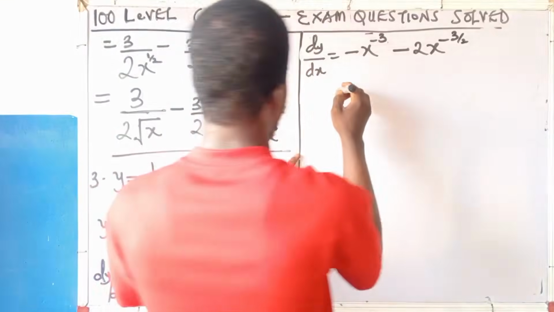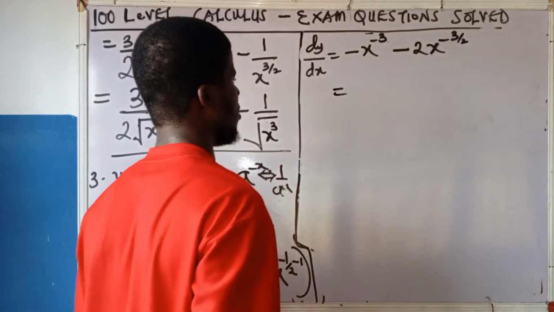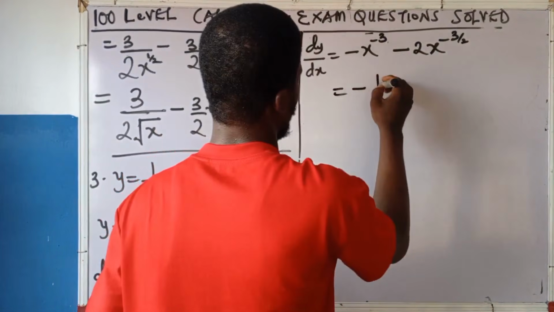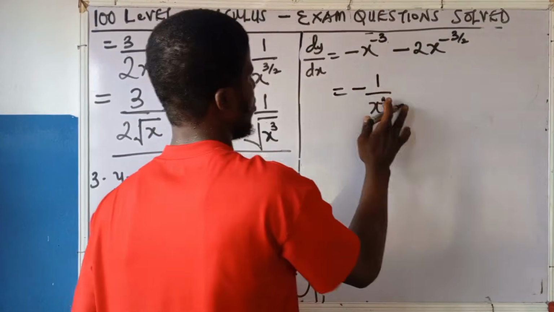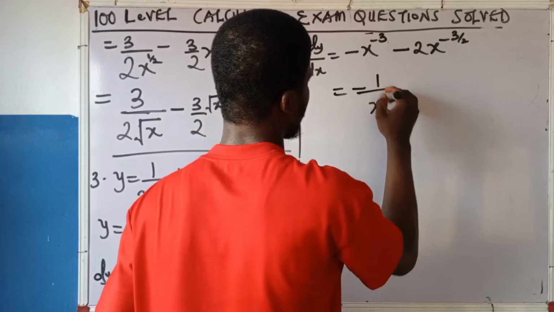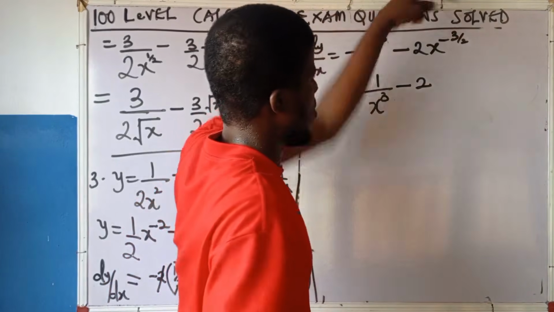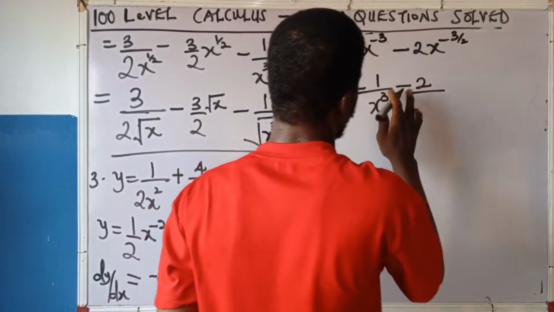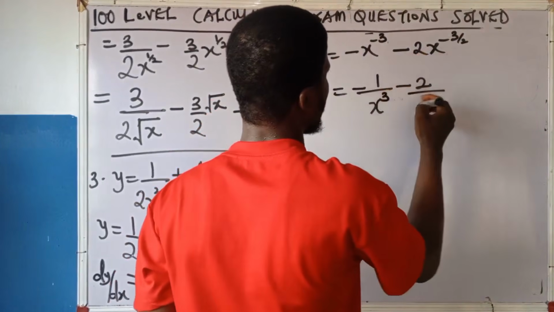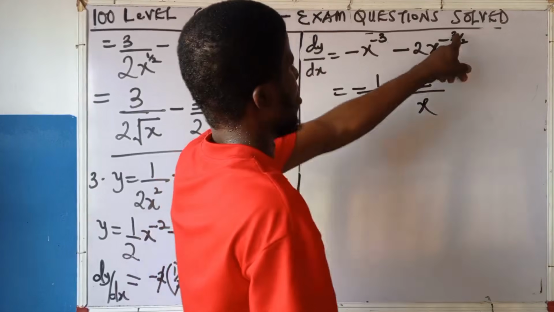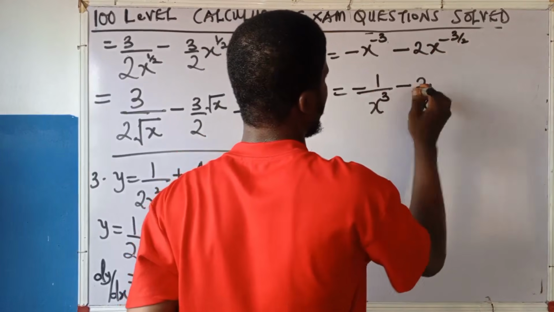Yeah, so what would this be finally? By the law of indices now, let's do this. This is minus 1 over x cubed. You get it? Minus 2. Because of this negative power, I'll write all over this cube. All over x to the power of 3 over 2. Positive 3 over 2 now.